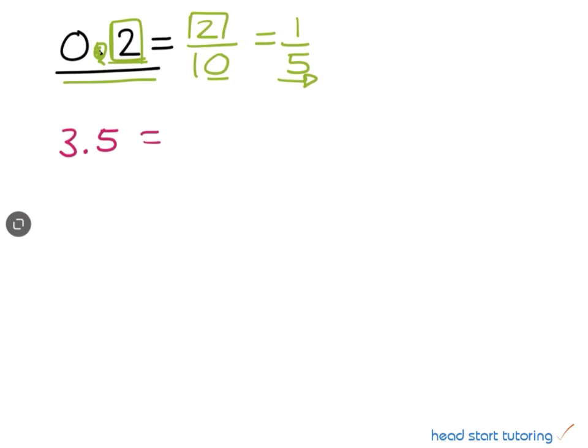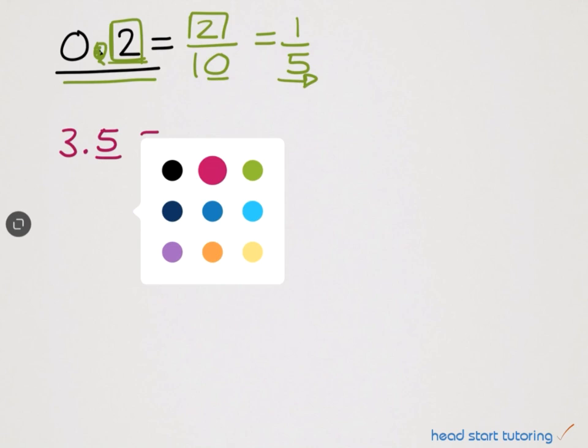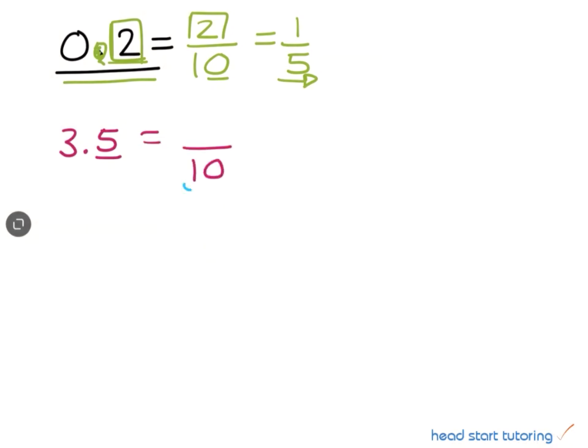3.5 will be equal to something out of 10, because there's only one decimal point. Once we've dealt with our decimal points and made sure it's going to be out of 10, we can ignore that decimal point and that will be our numerator. So 35 is our numerator. Because there was only one decimal place, it's going to be out of 10. So 35 over 10 is our fraction, but now we need to simplify it down.